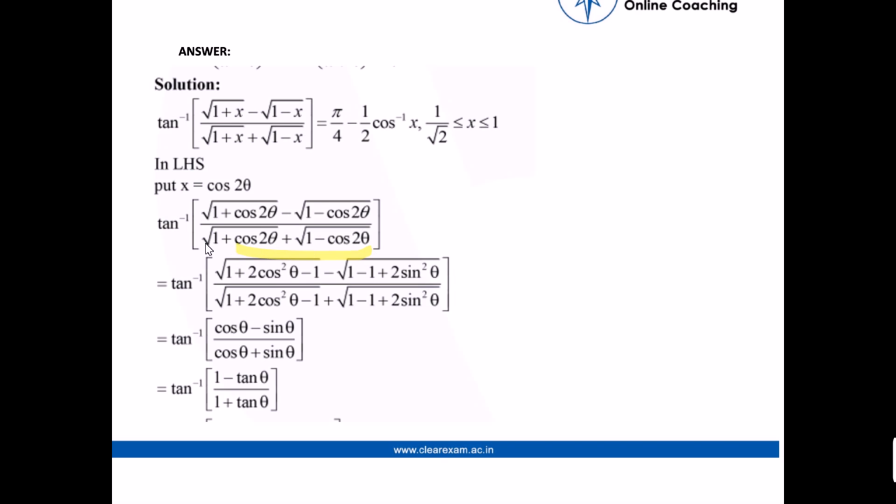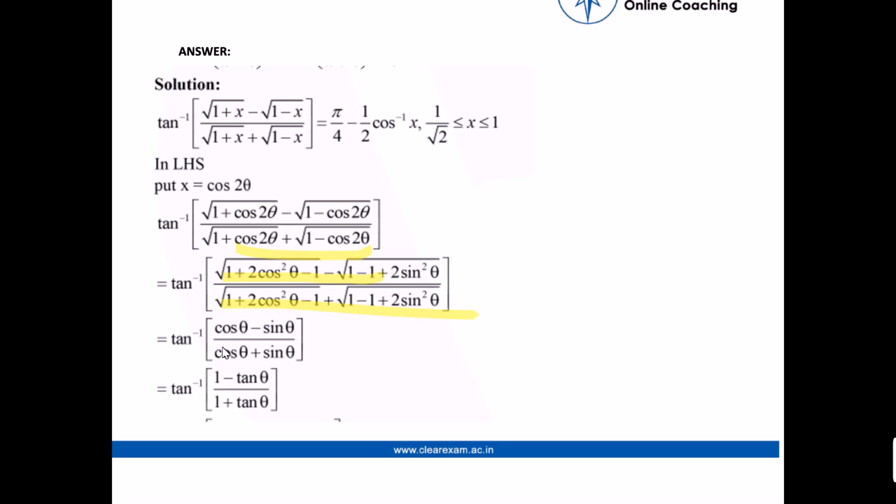So we get this equation in the left hand side. After that, we simply solve the cos 2θ expressions. After solving, we get tan inverse of (√(1+2cos²θ−1) − √(1−1+2sin²θ)) over (√(1+2cos²θ−1) + √(1−1+2sin²θ)). After solving this, we get tan inverse of (cos θ − sin θ)/(cos θ + sin θ).